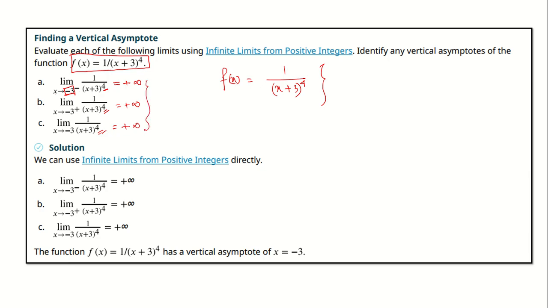So now we can say for the first one, x approaches negative 3, so we can say x equals negative 3 is the vertical asymptote of this function. For all three cases here, x equals negative 3 is the vertical asymptote.